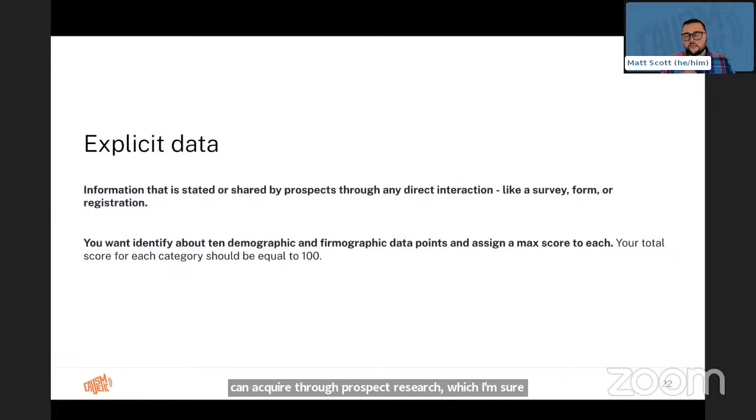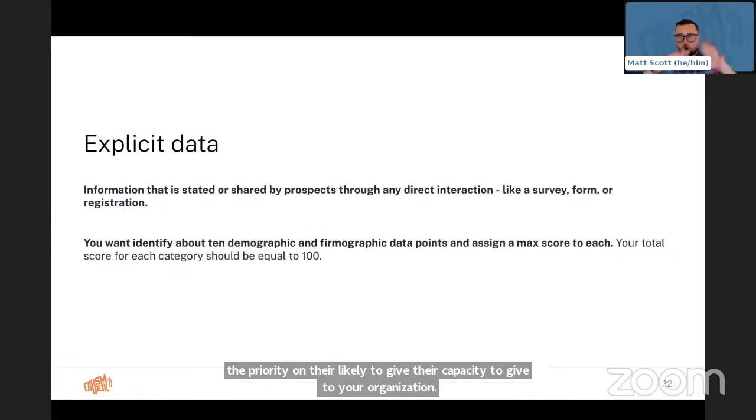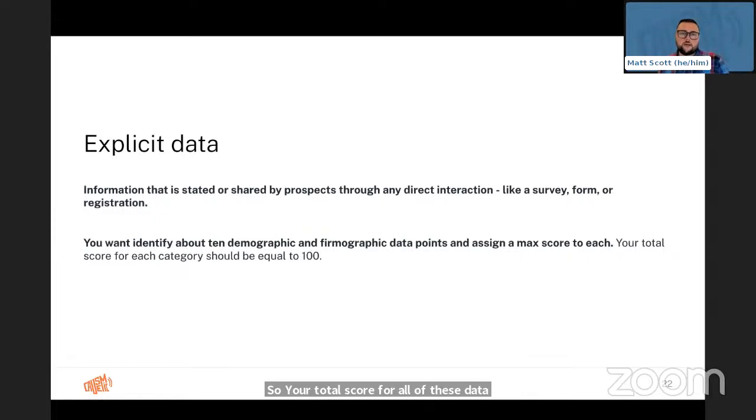So demographic data, things like job title and age. Firmographic data, stuff like net worth and annual income. And these are all explicit data. You actually want to identify about 10 demographic and firmographic data points and assign a score to each of these based on how big of an impact you feel they have on the priority, on their likelihood to give and their capacity to give to your organization. So your total score for all of these data points should be equal to 100.